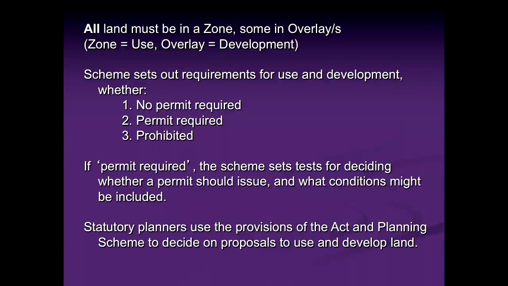So sometimes, I said before, it's about decisions. Sometimes the decision's already made, as in it's prohibited in that zone, or you don't even need a permit, go ahead in that zone. It's kind of like a predetermined decision through the initial planning process of zoning or having overlays. But where most of the work occurs is in permit required, because permit required says maybe. You'll have to lodge an application and we're going to look at the detail.